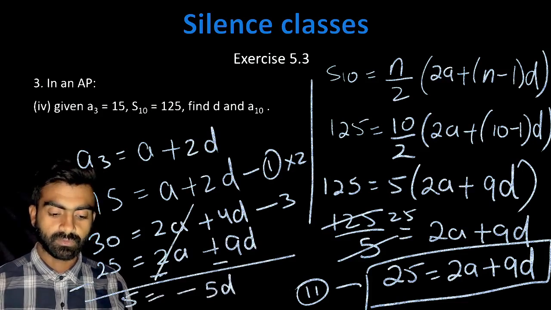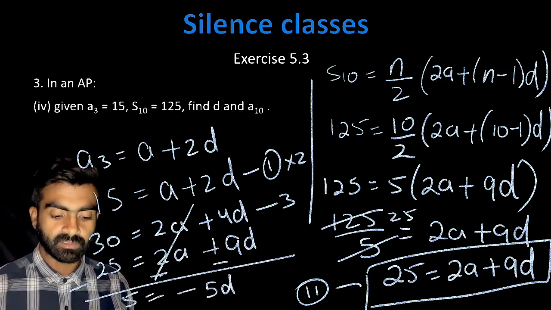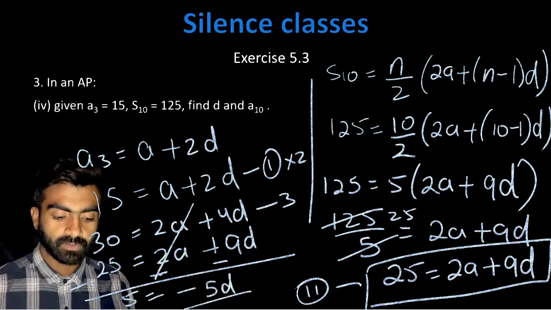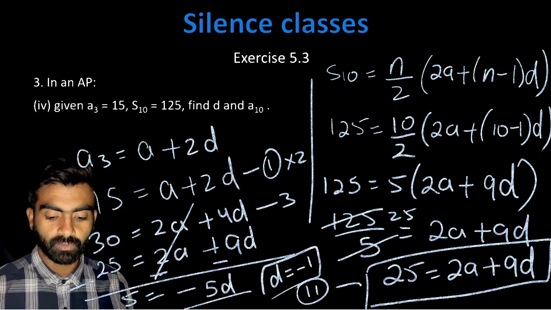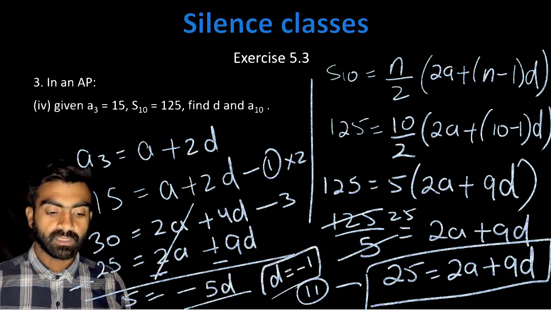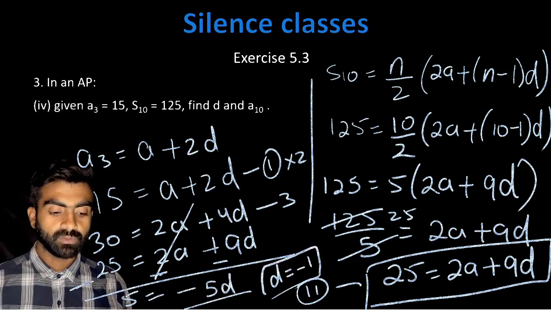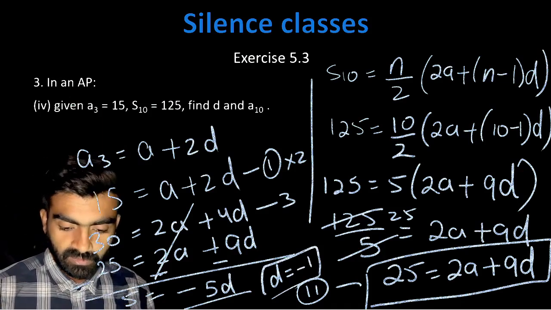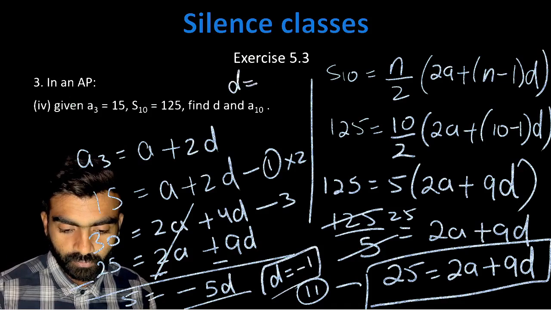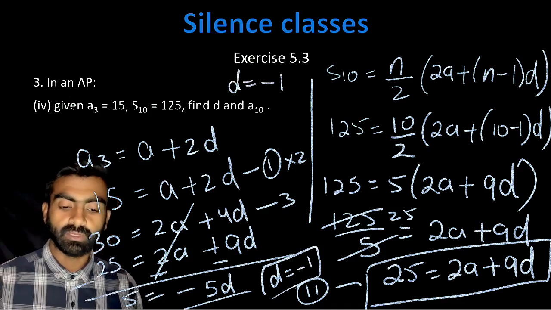Okay, so we will get d is equal to minus 1. By this we got the value of d, and that is d is equal to minus 1. So we can write it down over here. d is equal to minus 1 means we have got the common difference.